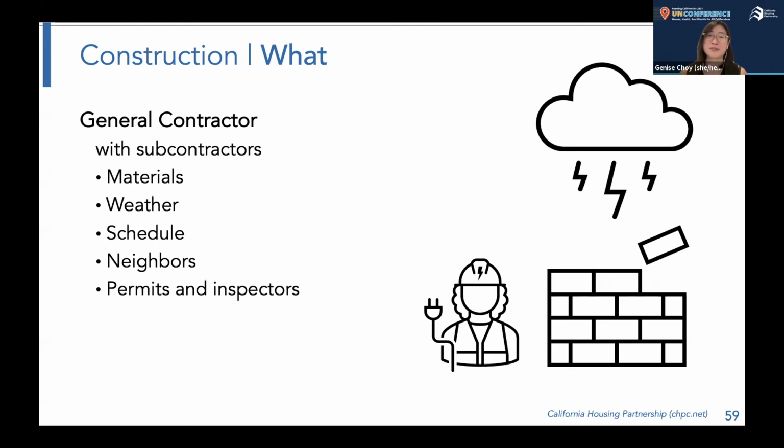So this is where it becomes really important that your GC and your architect are able to adapt quickly and make changes really quickly to minimize changes to budget and schedule as much as possible.